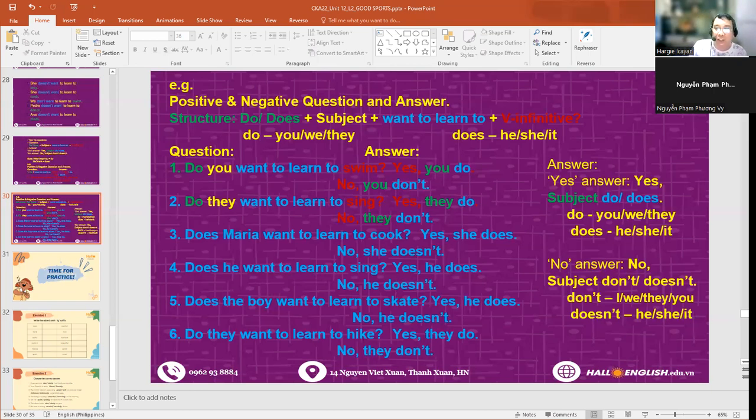Do you want to learn to play? So there are two possible answers to that. Positive answer or negative answer. For the positive answer, you may say, yes, you do, if you are talking to someone else. But if you're talking to yourself, you have to say, yes, I do. For the negative answer, can you open the chat? Read the chat. I sent you the chat on how to do that.